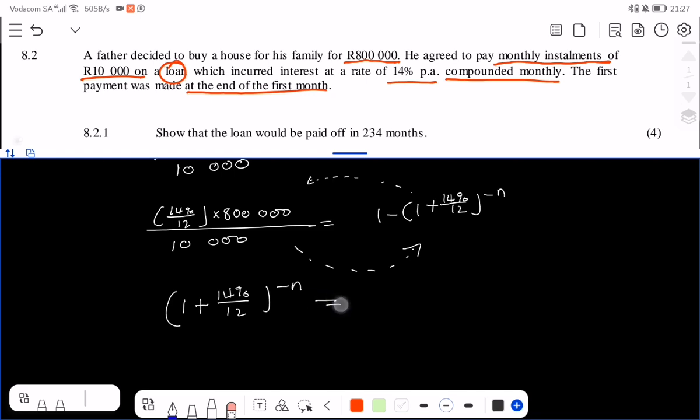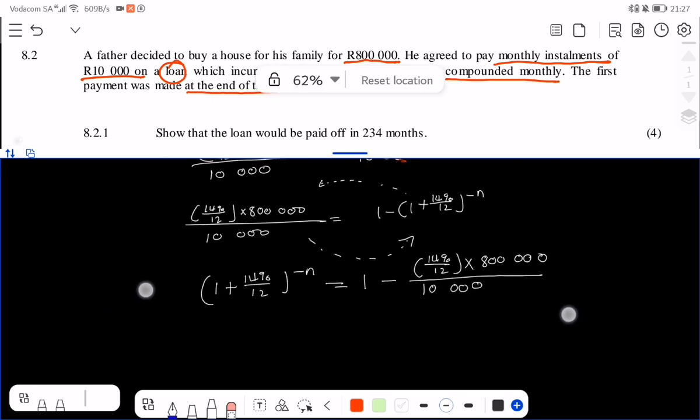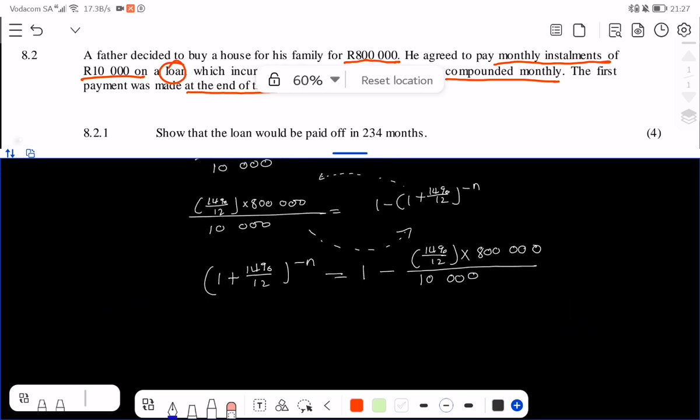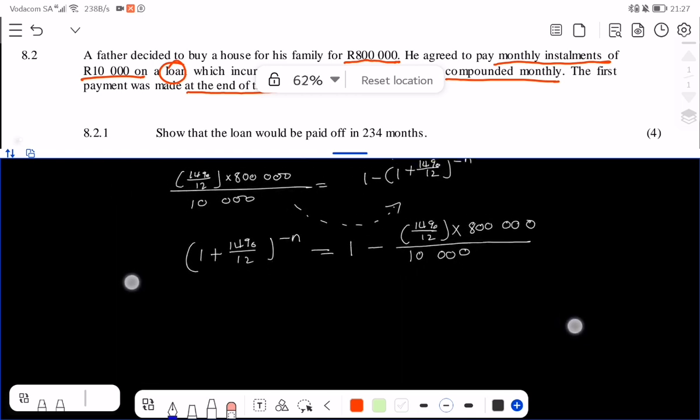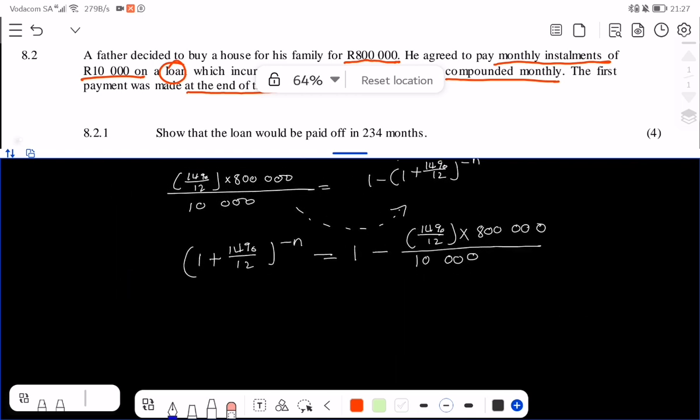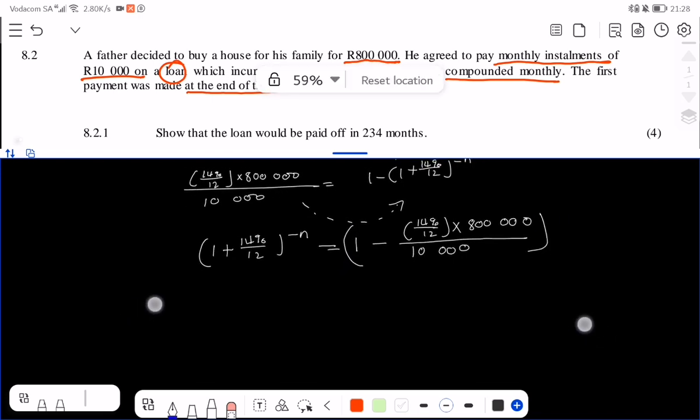All right, so on my right hand side I'm having 1, so it's 1 minus open bracket 14% divided by 12 times 800k, then divided by 10,000. All right, this is exactly what I'm having. I haven't touched my calculators yet. I'm just manipulating. Okay, so don't stress. It is the same. So I can decide to put a bracket here.